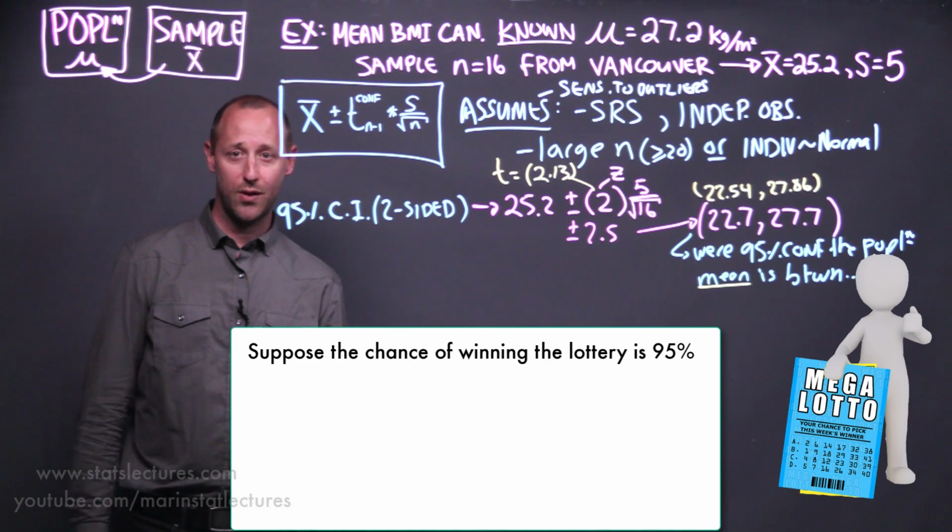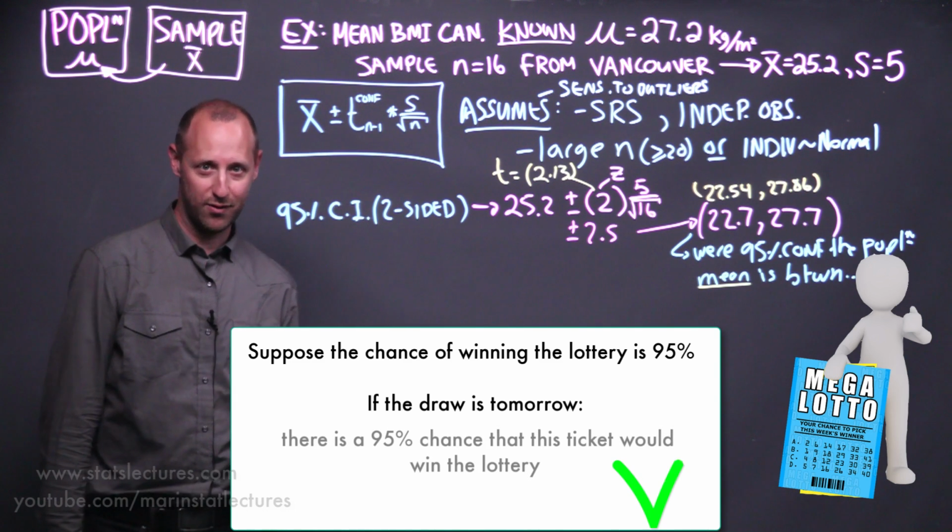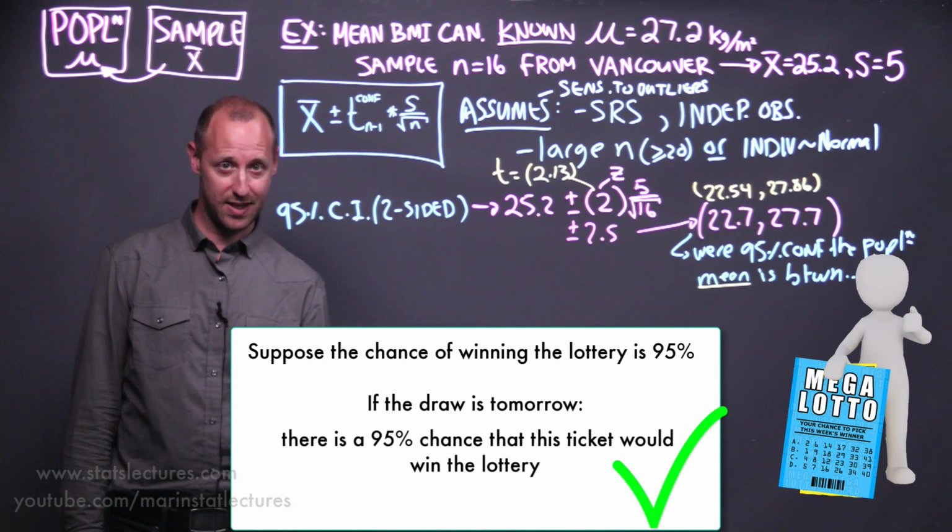So if I tell you I'm holding this ticket in my hand that's for the lottery draw tomorrow, it is correct for me to say there's a 95% chance this ticket wins the lottery.